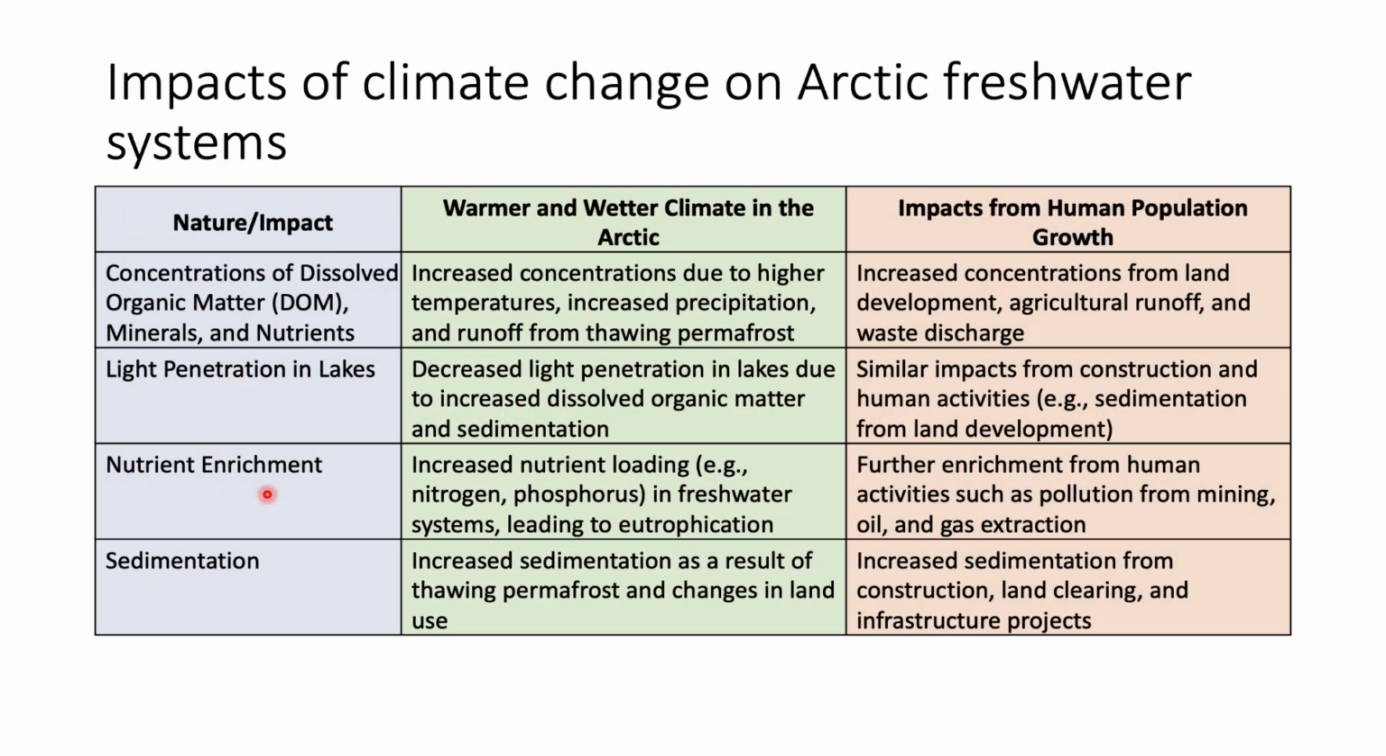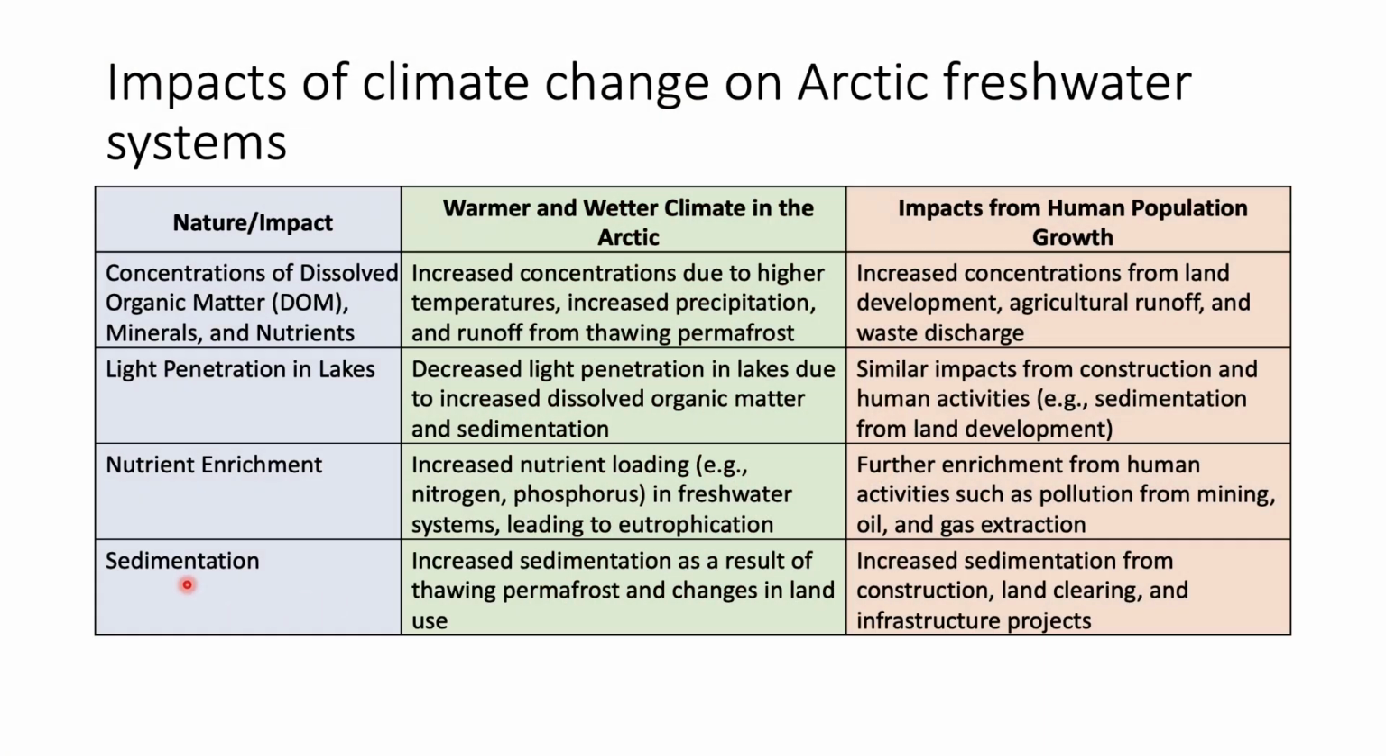So how are the nutrients enriched? Increased nutrient loading, that means nitrogen and phosphorus, in freshwater ecosystems leads to eutrophication. This is what happens because of the warmer and wetter climate. And humans also do the same thing. Pollution from mining, oil and gas extraction, all these things put a lot of nutrients into the Arctic water systems. And what is the change occurring in sedimentation? The increased sedimentation is the result of thawing permafrost and changes in land use. And when we look at human activities, the increased sedimentation comes from construction, land clearing and infrastructure projects.